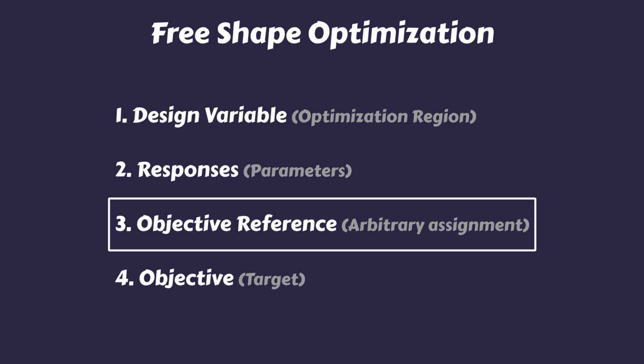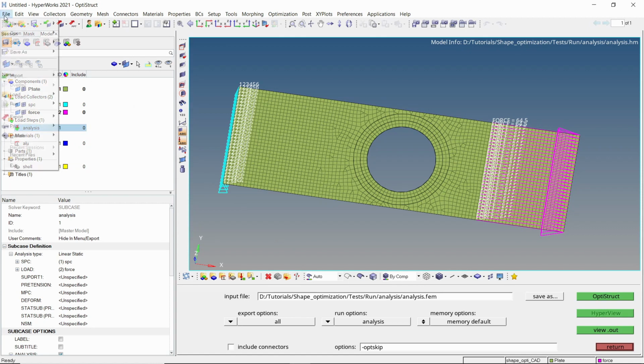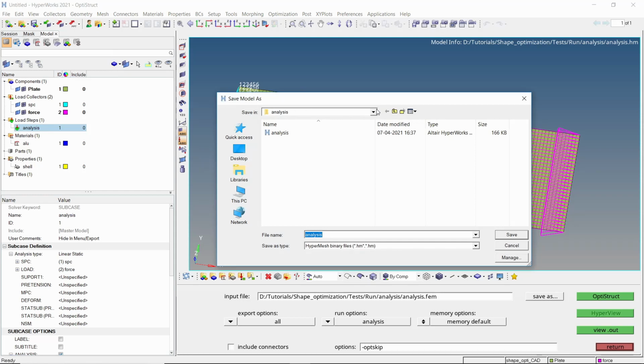Objective reference. This is used when we do not know the location of maximum stress. We will take a look at how a reference value is used to define the objective for the optimization. Lastly, objective. This is the main target. In this case, the objective is to minimize the stress concentration in the design. Once we start with the actual optimization setup, you will get a better understanding of all these settings. Let's take a look at how this is done. To start with the optimization setup, let's create a copy of the current model in a separate folder.